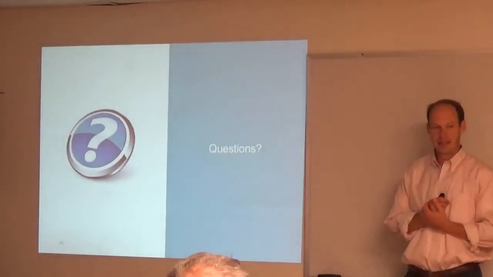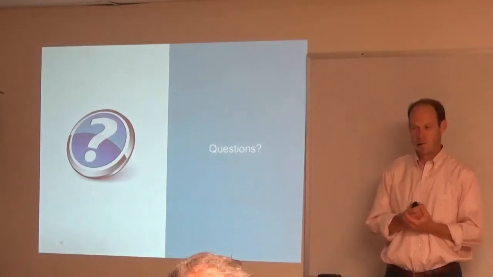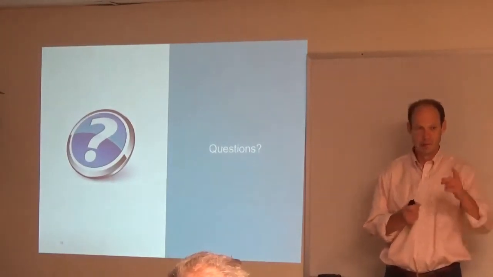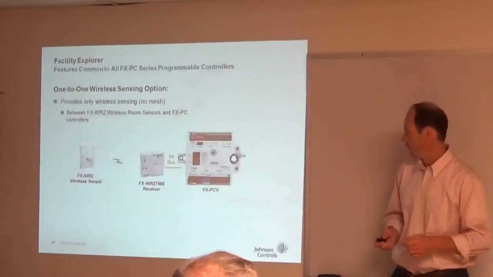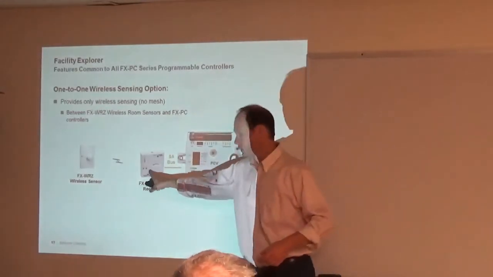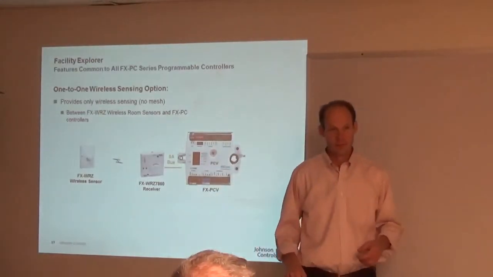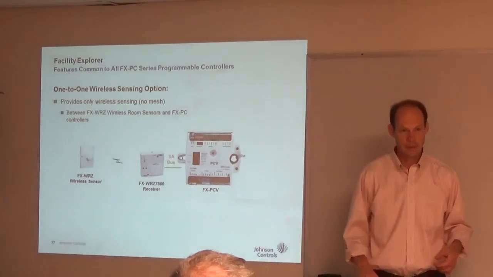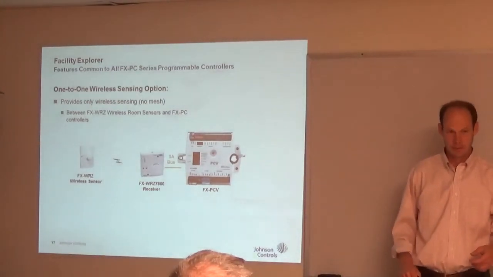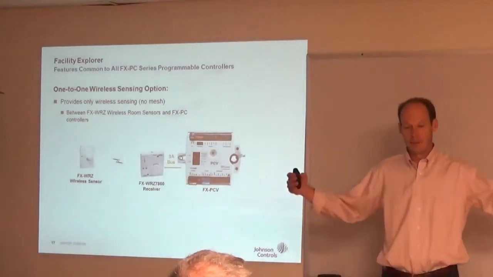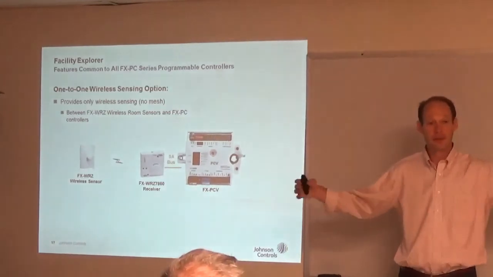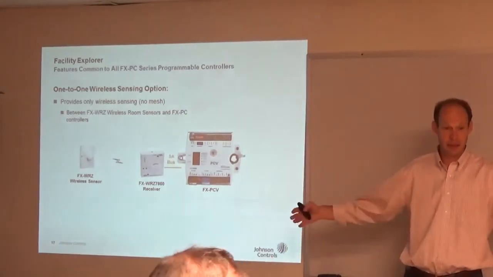Any questions on the PC controllers? On that WRZ, the wireless receiver right there. What kind of range are you getting on that? Is there a limit with the ceiling grids and everything, where it's got to be above the ceiling or not? Right. Anywhere from like 50 to 250 feet, depending upon what's in between.